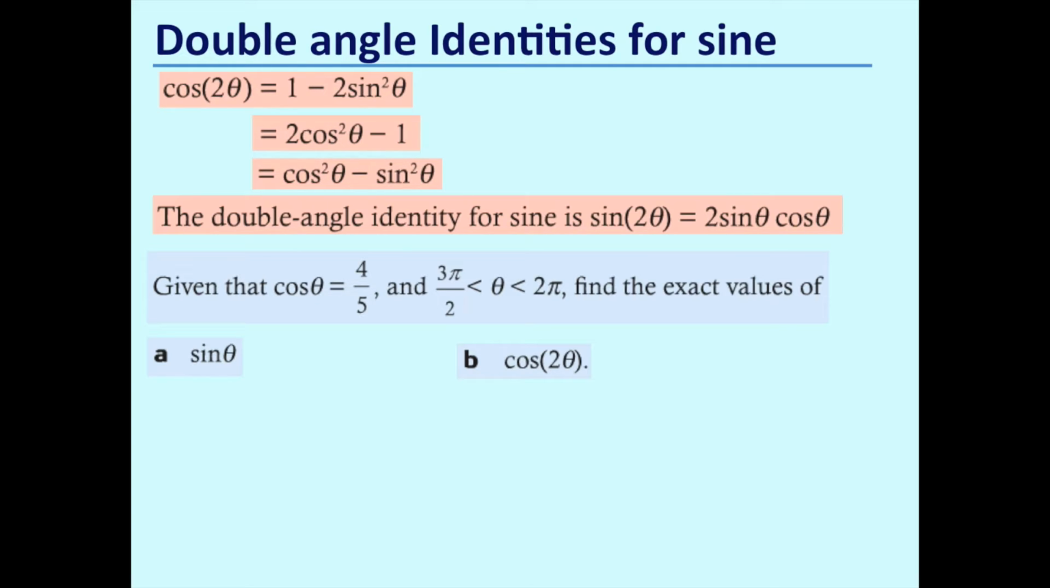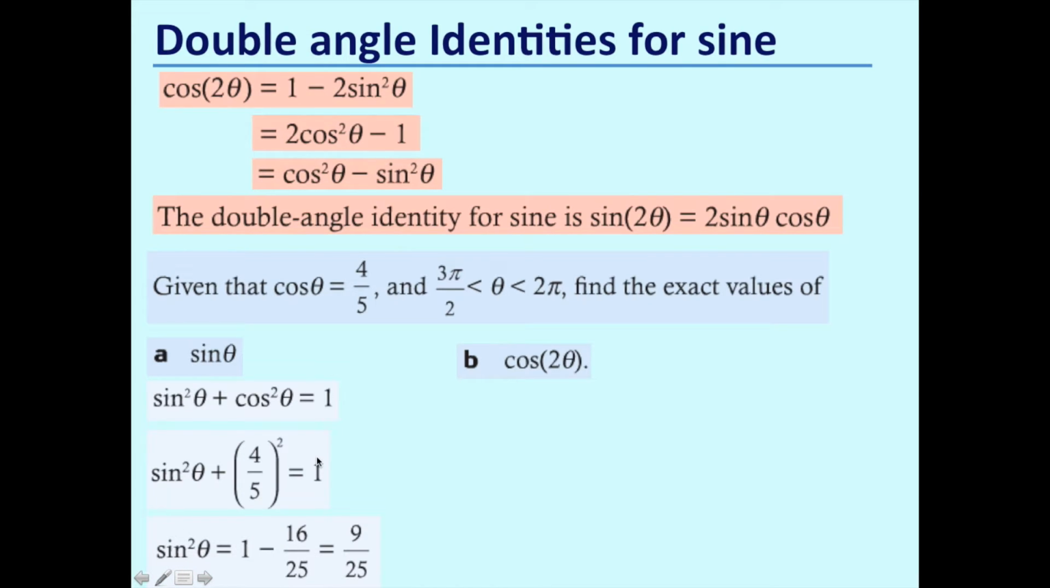So have a go at this by yourself, and then we'll go through it together. Part A, sine theta, we can work out using the trusted formula sine squared theta plus cos squared theta equals 1. So if we substitute in 4/5 and square it, we can rearrange to get sine squared theta equals 1 minus 16 over 25, which is 9 over 25.